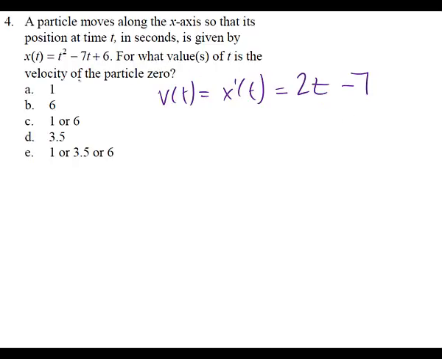For what values of t is the velocity of the particle 0? What do I have to do now? Set it equal to 0. There's only two choices. Either I'm going to plug something in or I'm going to set it equal, right? This is a set it equal scenario. All right, so I'm going to move the 7. So 2t equals 7. t equals 7 over 2. So what's the answer got to be? 3.5. You know how we have calculator and non-calculator? That would still probably be a non-calculator problem, even though it's got decimal points there. Okay?